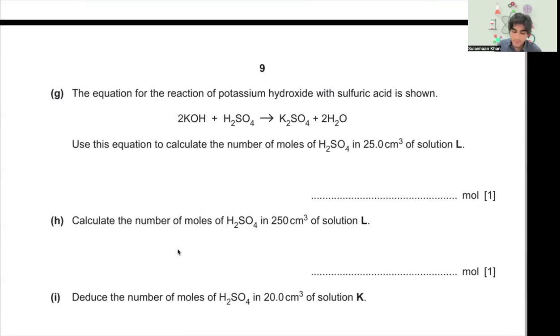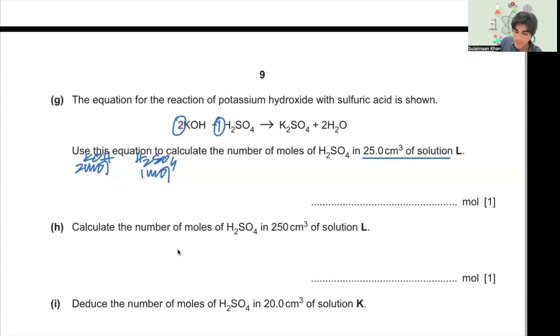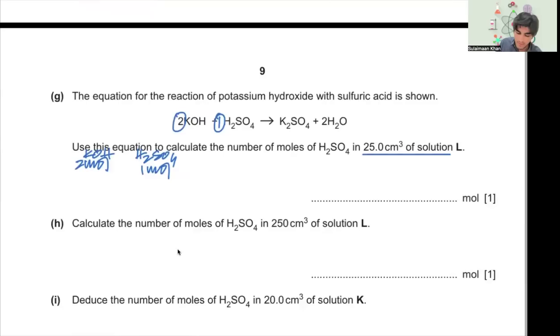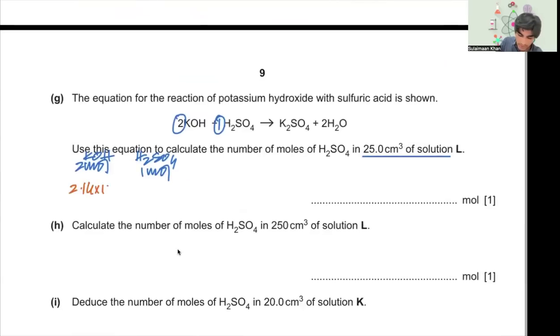The equation for the reaction of potassium hydroxide with sulfuric acid is shown. Use the equation to calculate the number of moles of sulfuric acid in 25 cm cube of solution L. So you know the equation. 2 moles of potassium hydroxide react with 1 mole of sulfuric acid, H2SO4. So my question to you is that I figured out the moles of potassium hydroxide, which is 2.14 times 10 to the power minus 3.